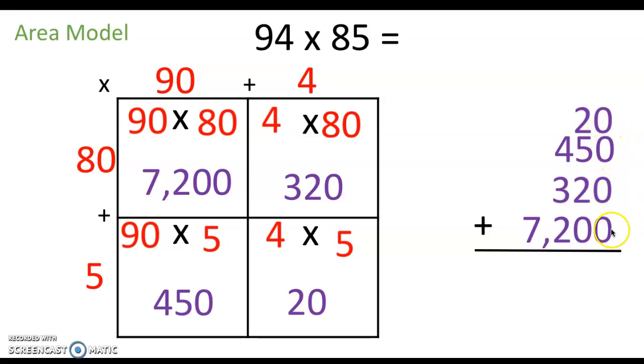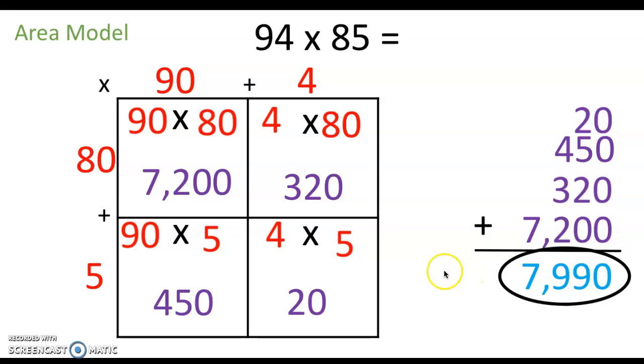0 plus 0 plus 0 plus 0 is 0. 5, 6, 7, 8, 9. 4, 5, 6, 7, 8, 9. 7 plus nothing is 7. Giving you your grand total of 7,990. I like to circle my answer so then it's very clear to whoever is looking at this or correcting it that that is the answer that they are looking for.